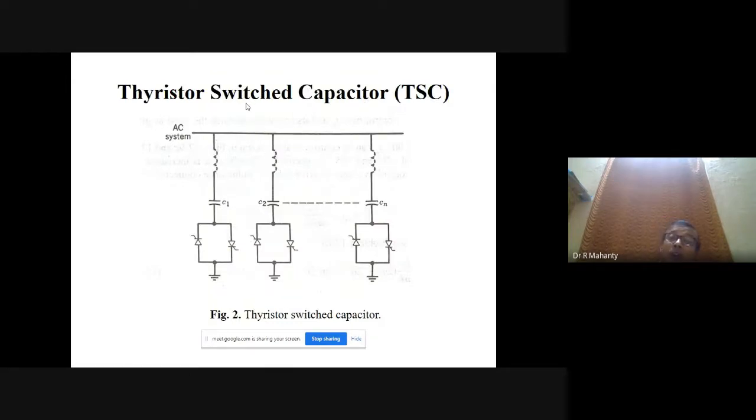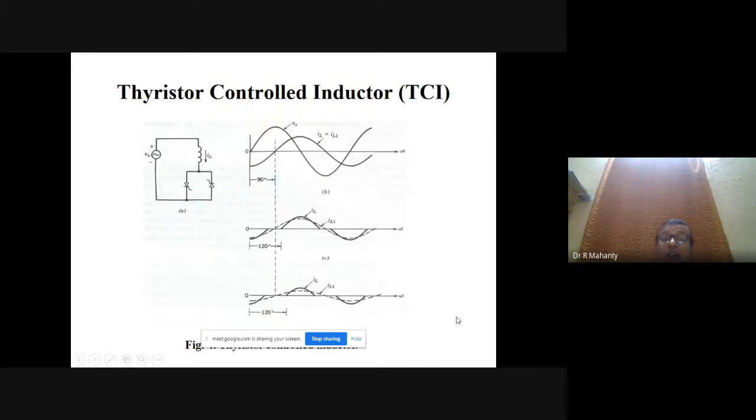We call it thyristor switched capacitor. And this inductor is a controlled inductor. Now what will happen here? Let us see in this diagram. Now this inductor current, if we neglect the resistance of the inductor, will be lagging the voltage by 90 degree. Is it not?